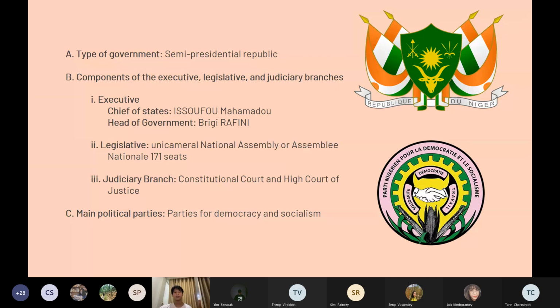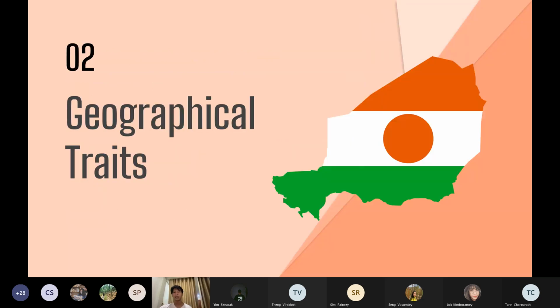The legislative is a unicameral National Assembly, and it has 171 seats. The judiciary branch is the Constitutional Court and the High Court of Justice. And the main political party is the Party of Democracy and Socialism.